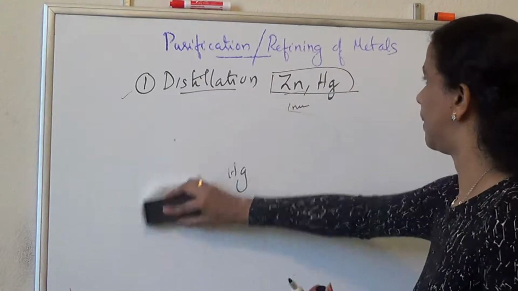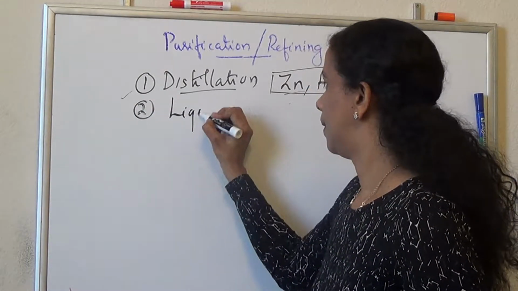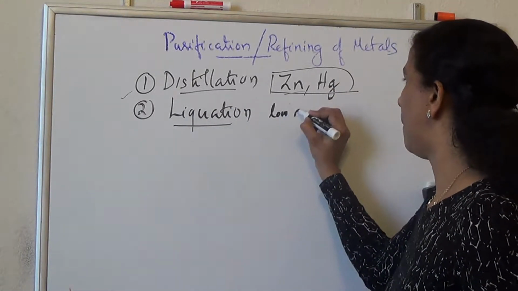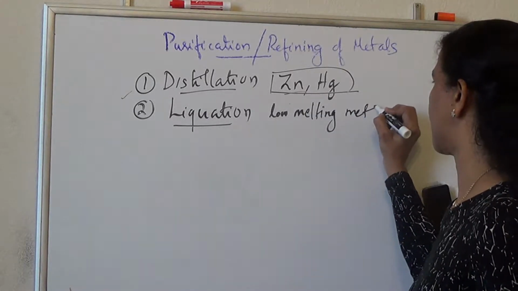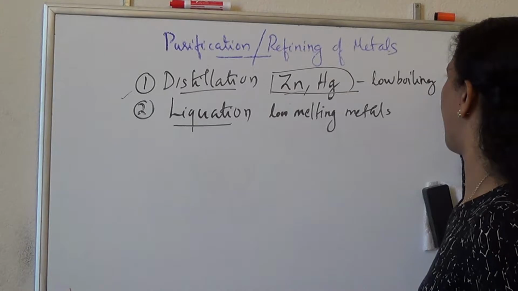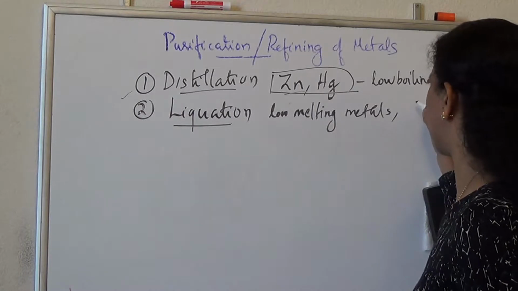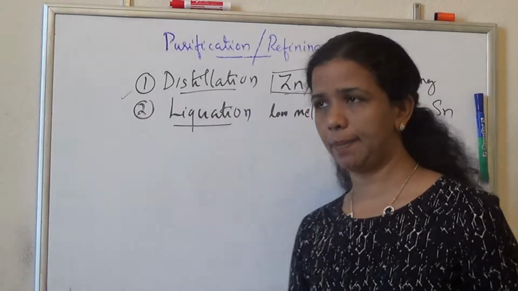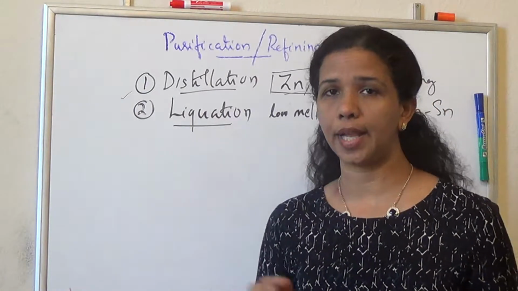Then the second method is liquefaction. Liquefaction is used for low melting metals. For example, tin can be purified by this method. Here the metal will have a low melting point and the impurities must have a higher melting point.